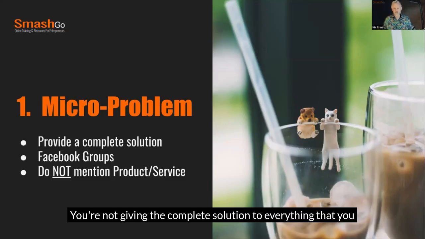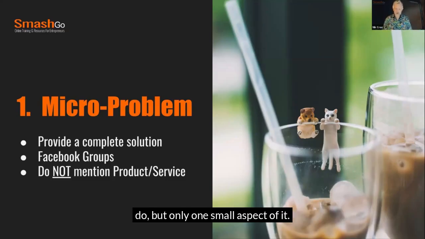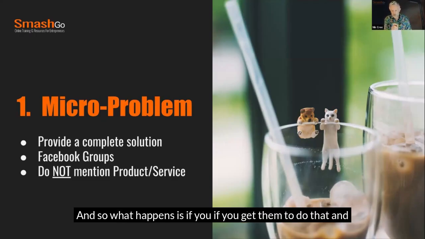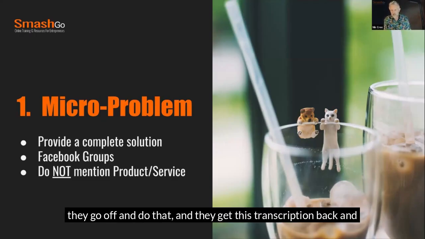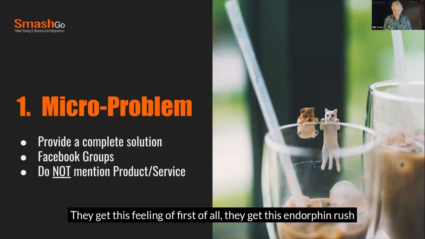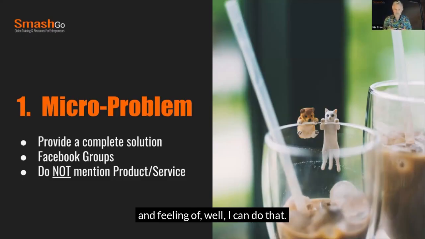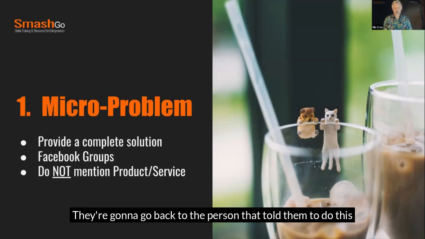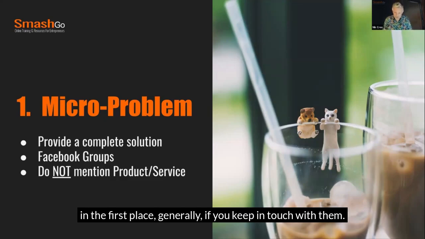You're not giving the complete solution to everything that you do, but only one small aspect of it. So you don't have to give out the house, but you give them enough. So what happens is if you get them to do that and they go off and do that and they get this transcription back and they think, geez, I've done this. They get this endorphin rush and feeling of, well, I can do that. Well, what's next? Who are they going to go to for the what's-next place? They're going to go back to the person that told them to do this in the first place, generally, if you keep in touch with them.